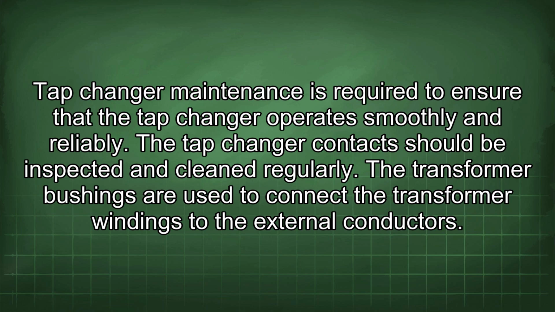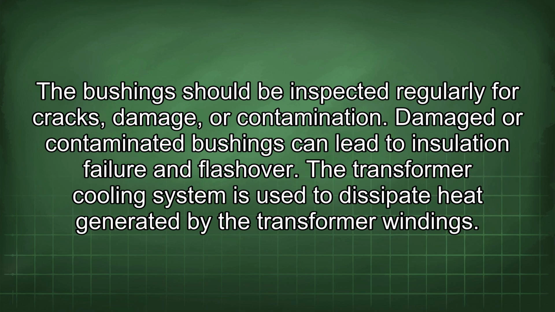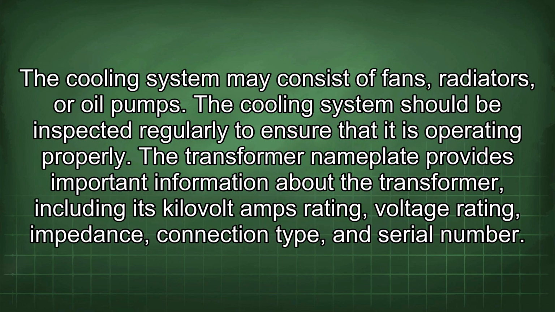The transformer bushings are used to connect the transformer windings to the external conductors. The bushings should be inspected regularly for cracks, damage, or contamination. Damaged or contaminated bushings can lead to insulation failure and flashover. The transformer cooling system is used to dissipate heat generated by the transformer windings. The cooling system may consist of fans, radiators, or oil pumps. The cooling system should be inspected regularly to ensure that it is operating properly.